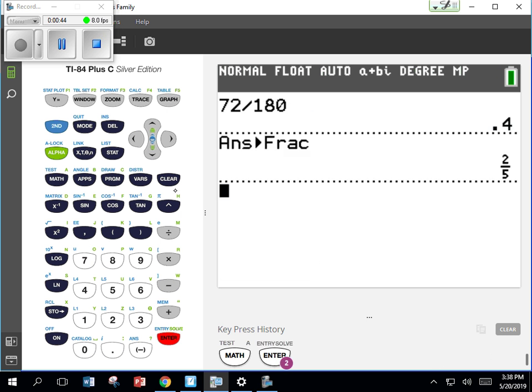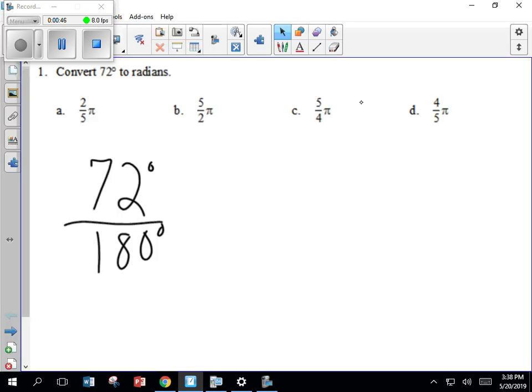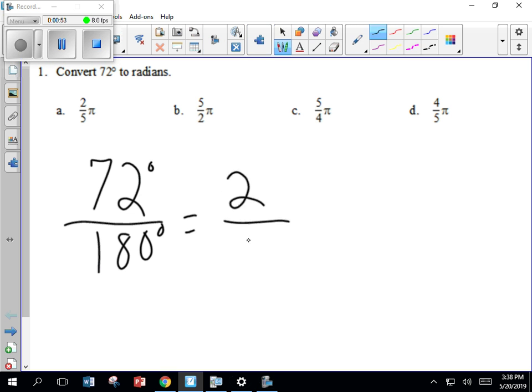Math, enter. We get 2 over 5. So this reduces down to 2 over 5. And when we convert to radians, you put a pi on it. So it becomes 2 over 5 pi, or 2 pi over 5. So A is the correct answer.